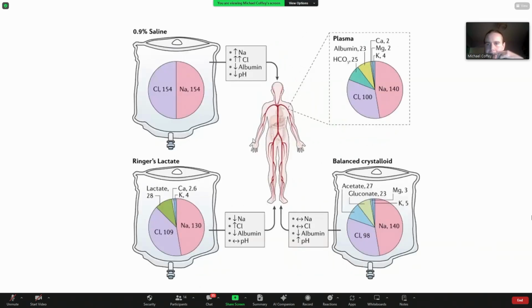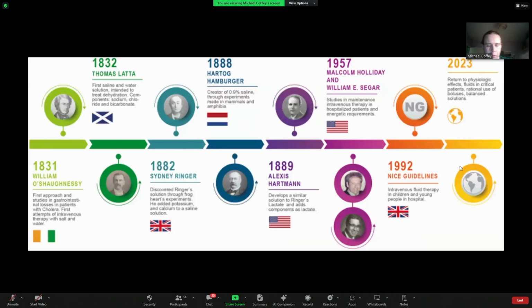Again, that's just showing how these different fluids affect the body. So if we give normal saline, we're increasing the sodium, massively increasing the chloride, and causing a drop in pH. Whereas with a balanced crystalloid along the bottom, we're not going to affect the sodium and chloride too much. We might have a little bit of an alkalotic effect. And then if we compare it to a Hartmann's in the bottom left, we shouldn't really affect the pH at all, actually.